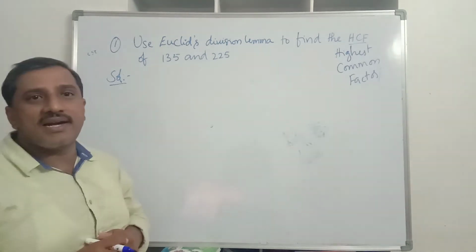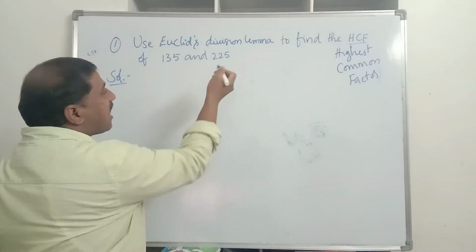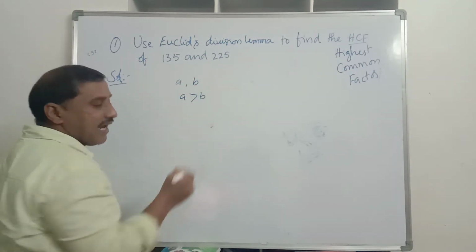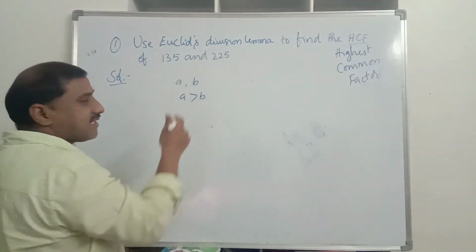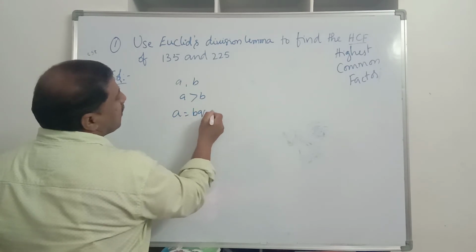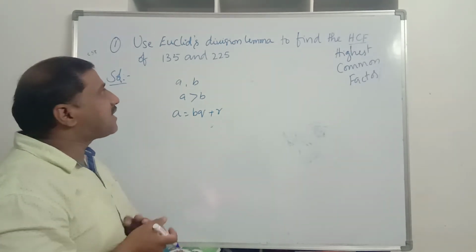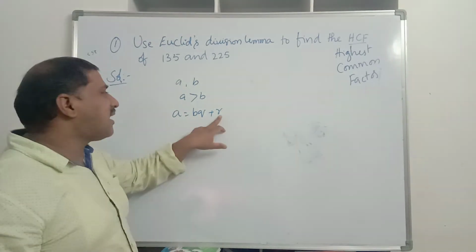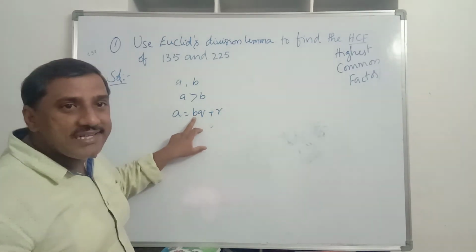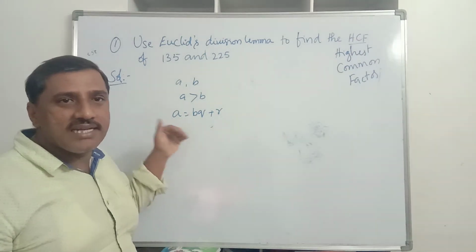What does Euclid's division lemma say? Let a and b be two integers, and a is greater than b. Then there exist two numbers q and r such that a = bq + r. So this statement is known as Euclid's division lemma. If the remainder is zero, then b is the HCF of a and b, or b is simply a factor of a.